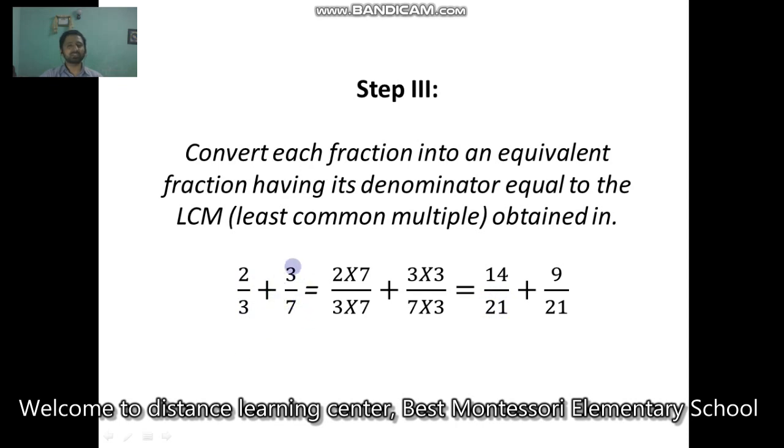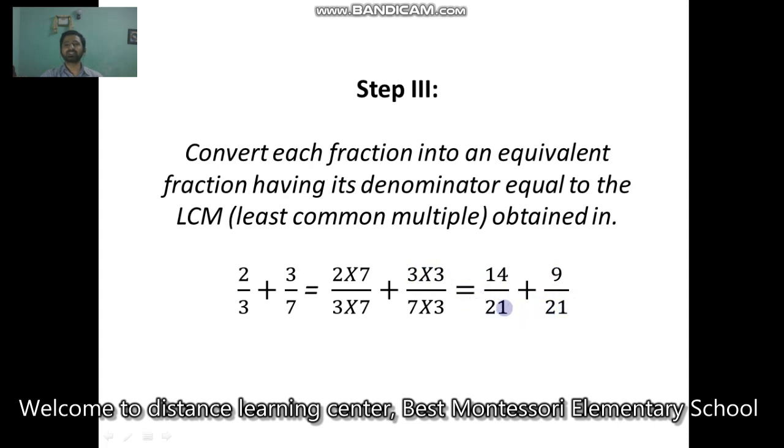We follow the same process in the second fraction. In the second fraction the denominator is 7. How do we make 7 into 21? By multiplying by 3, because 7 3s are 21. And we cannot just multiply the denominator; we have to multiply the numerator too. That means 3 3s are 9, divided by 21.